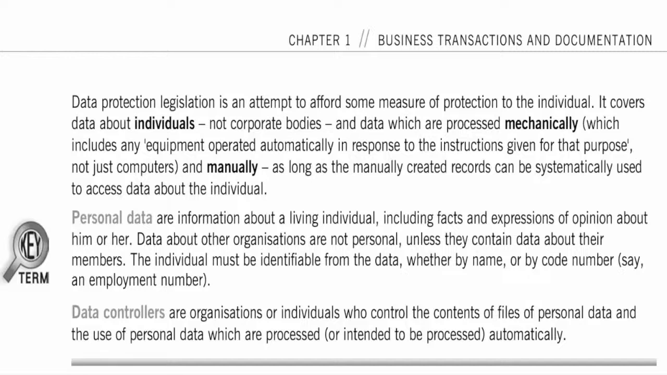5. Real-world example. In 2020, a UK retail company, British Airways, was fined by the Information Commissioner's Office, ICO, after a data breach exposed the personal details of over 400,000 customers due to inadequate data security measures. This case illustrates the importance of data protection and the accountability of data controllers to secure personal data and prevent unauthorized access as mandated by data protection legislation.